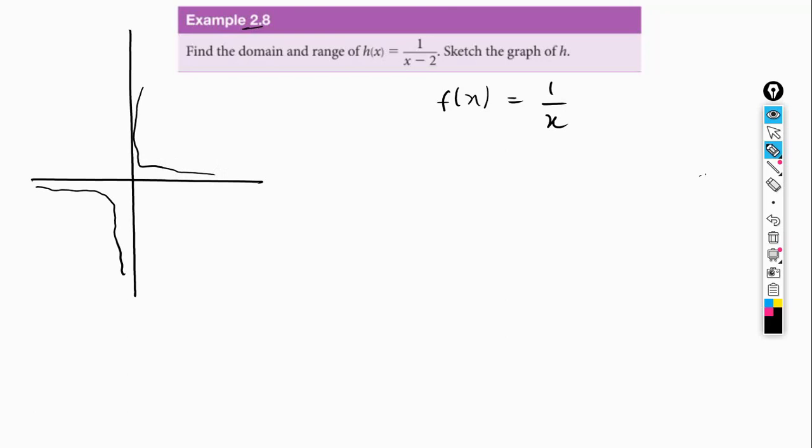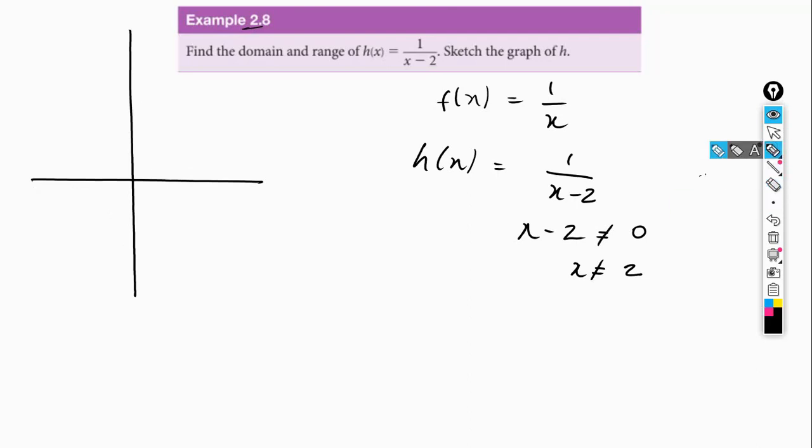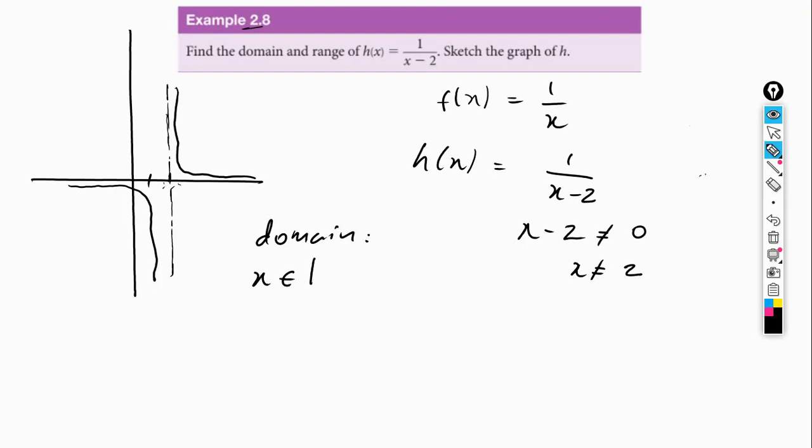Okay, and then if we have h of x equal to 1 over x minus 2, this is simply a shift 2 to the right. We also know that x minus 2 cannot equal 0, therefore x cannot equal 2. So that's going to be the vertical asymptote. So we know that then we would have to draw the function more or less as follows. So we know that the domain of this function is going to be x belongs to the reals, but x cannot equal 2.